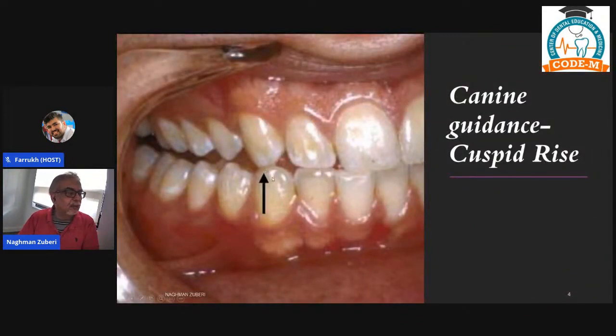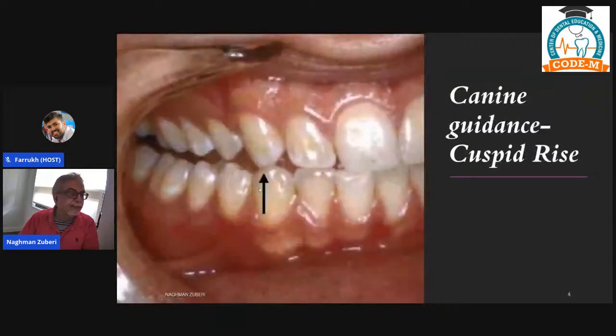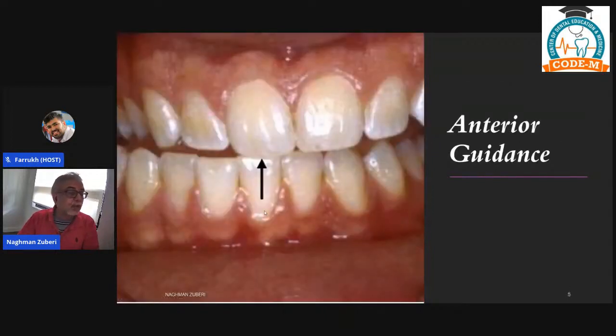When the person goes in laterotrusive, they have a canine guidance or cuspid rise. When they start moving and shifting towards the other side, it is not that the person will be just chewing on one side. It is a complete cycle. The working side will become the balancing side as the chewing cycle continues. So over here now the shift over is occurring.